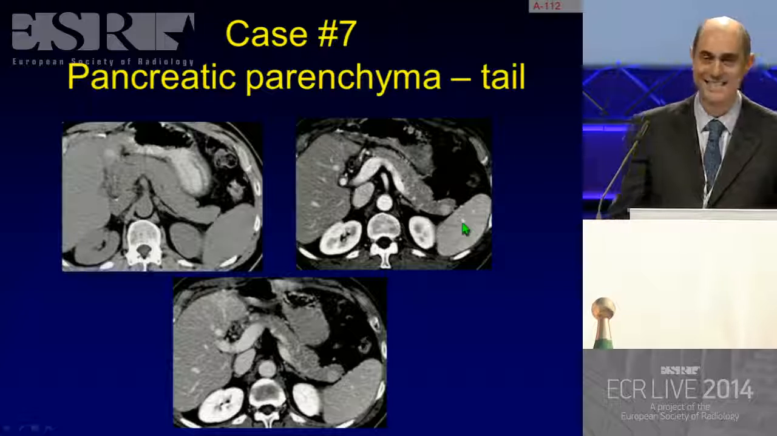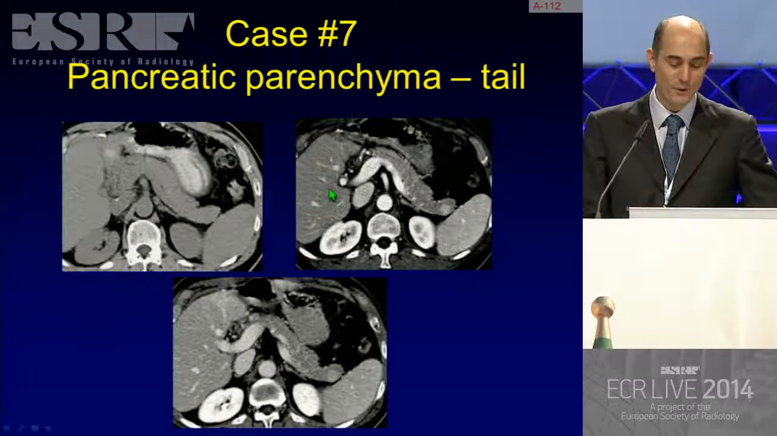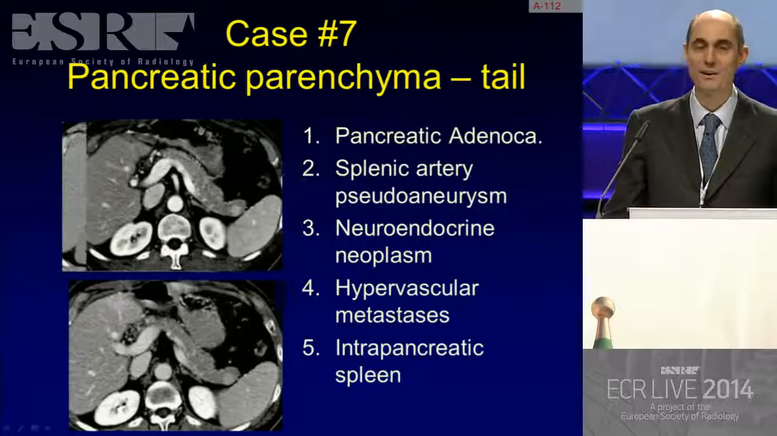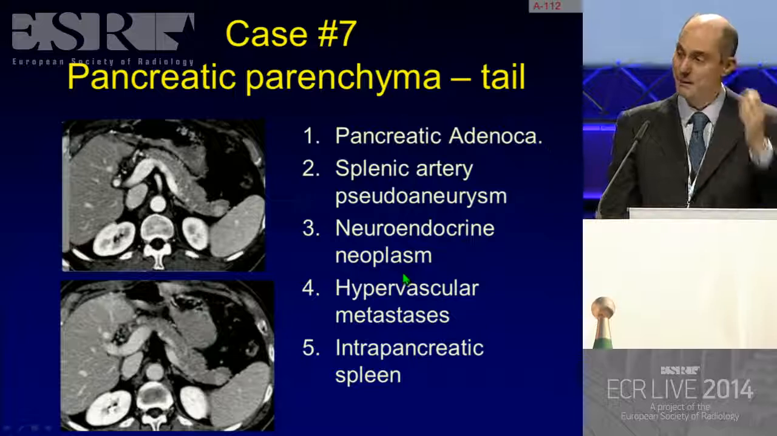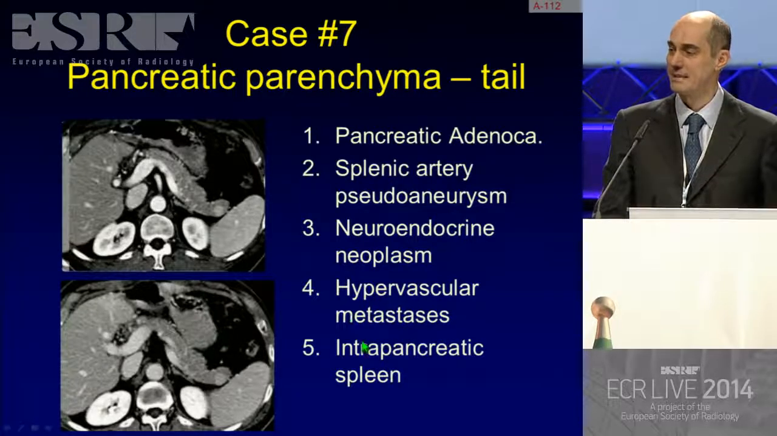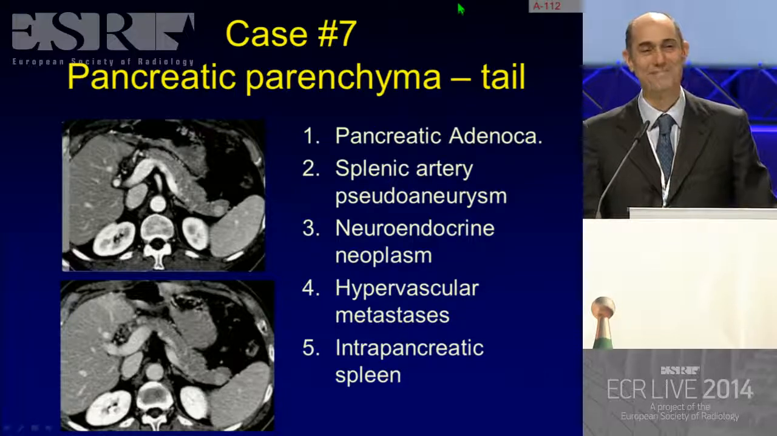So this is the one before the last case, and this is again another patient. What do you think it is? Again, let's imagine the patient has hypoglycemia. What do you think it is? A pancreatic adenocarcinoma, splenic artery pseudoaneurysm, neuroendocrine neoplasm, hypervascular metastasis, or intrapancreatic spleen? Please help me. Vote.